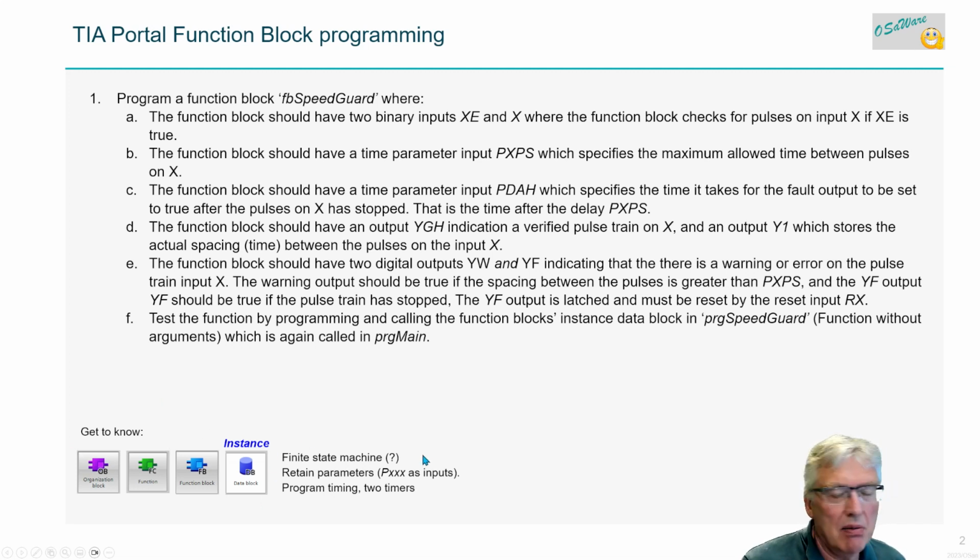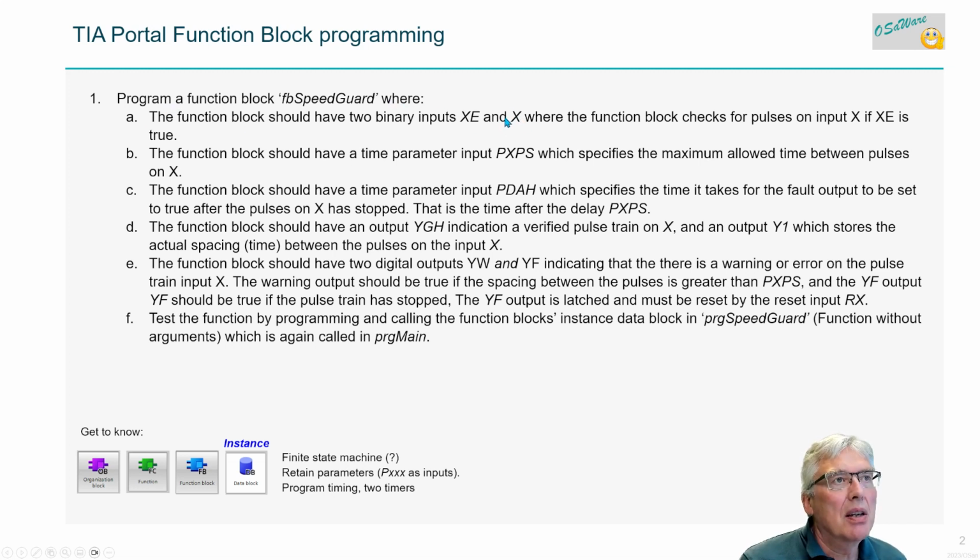Finite state machine, question mark, you could use. Retain parameters and program timing. We need 2 timers for this one. So how to make 2 timers with our system. The speed guard we have.